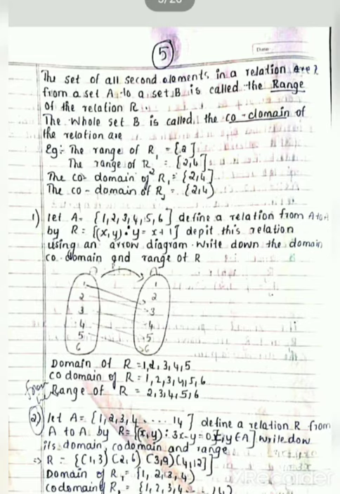So the relation is restricted to (1, 3), (2, 6), (3, 9), (4, 12). Domain, the set of all first elements: 1, 2, 3, 4. Codomain, all the elements 1, 2, 3 up to 14. And range, the second elements: 3, 6, 9 and 12.